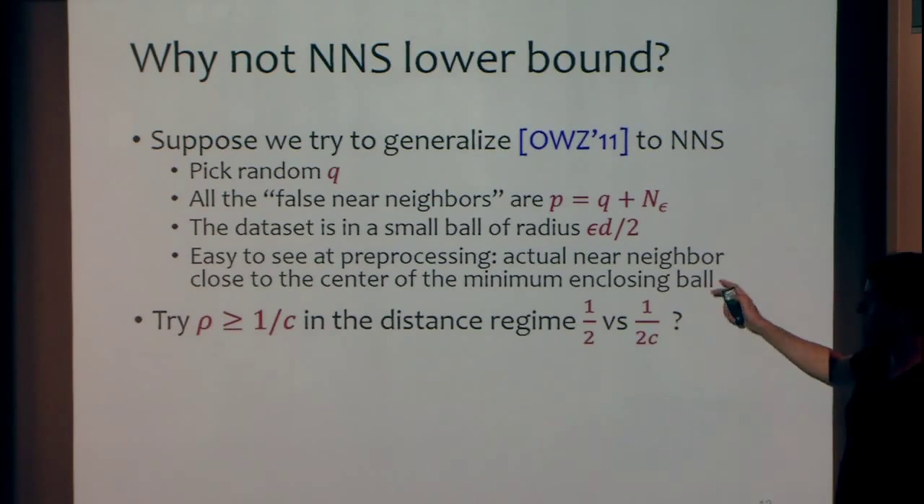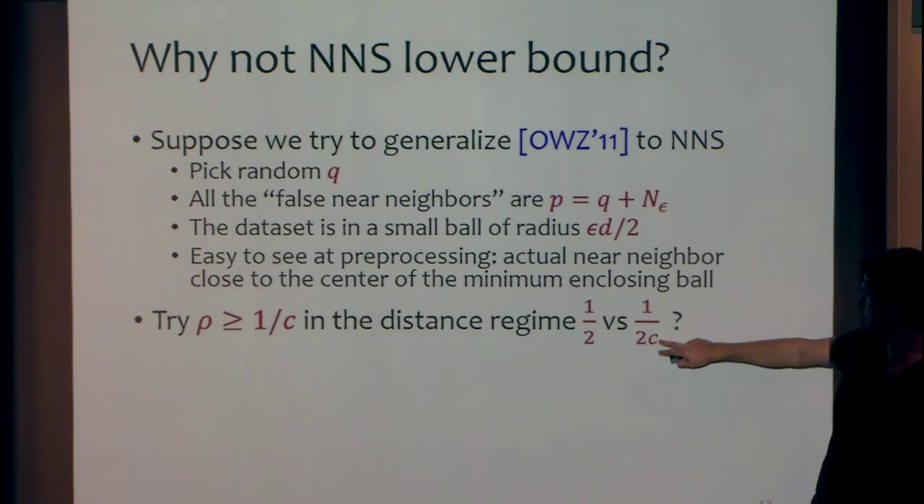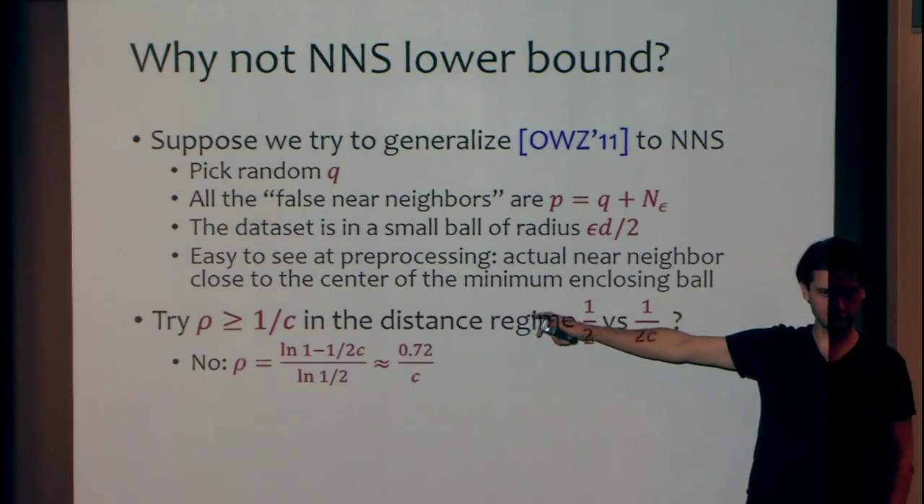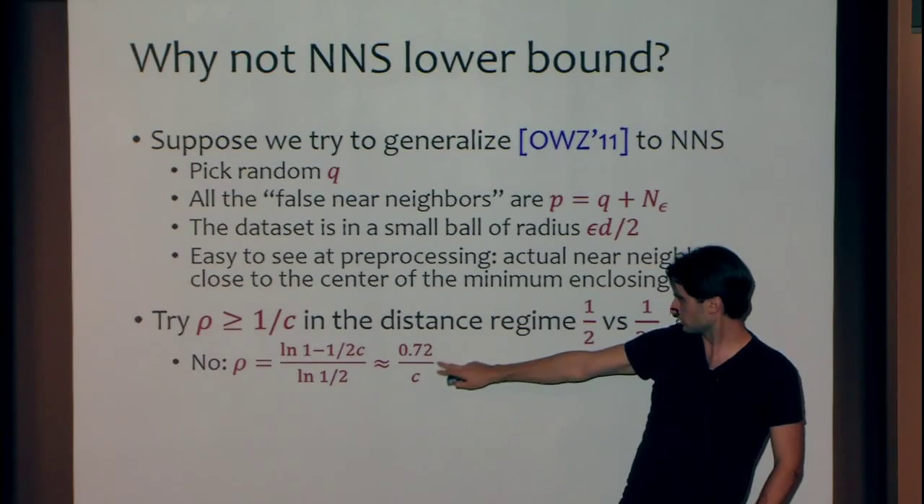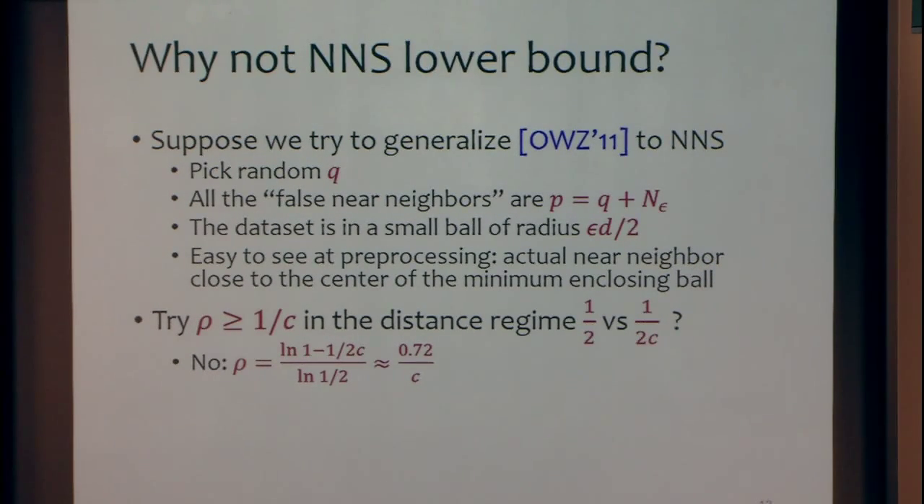You can ask, well, can we prove rho equals 1 over C in the distance regime half versus 1 half by C, where this problem doesn't appear? The answer is no. Actually, in this regime, even the original coordinate cut will give you a rho of roughly this form, 0.72 by C. So you cannot prove such a lower bound.